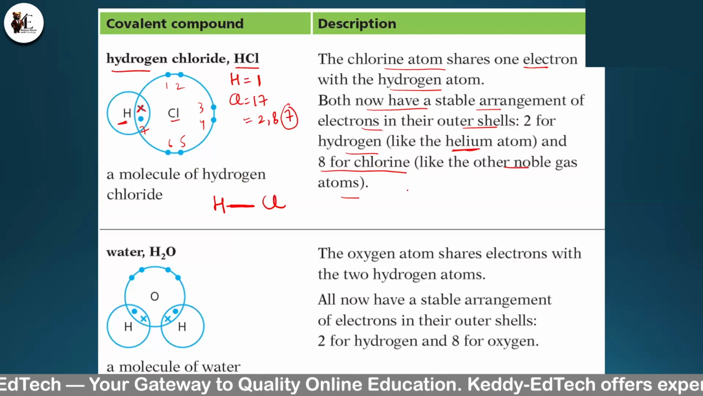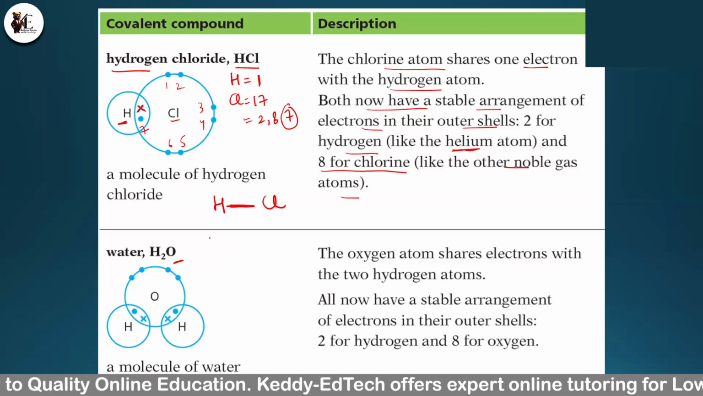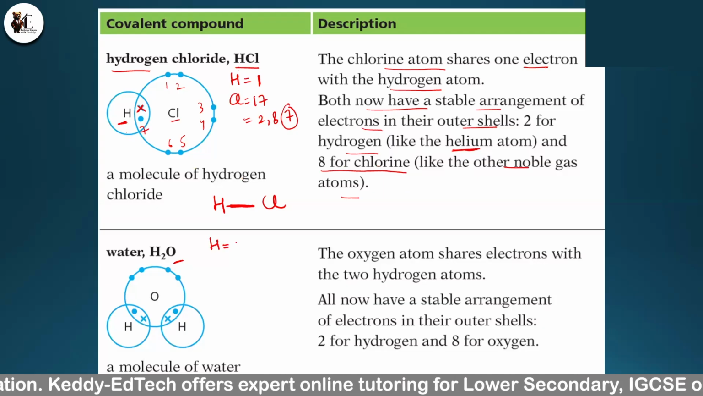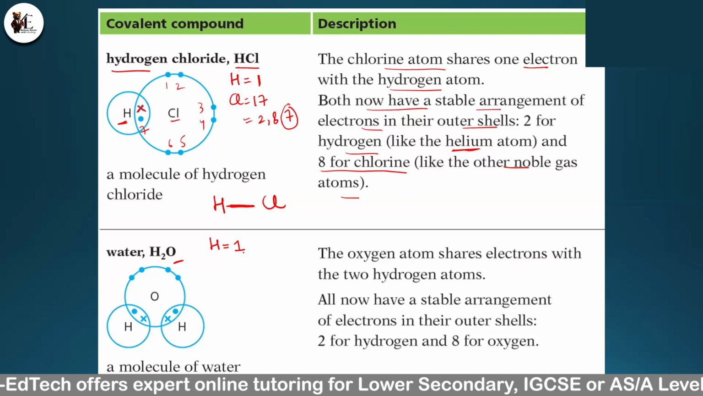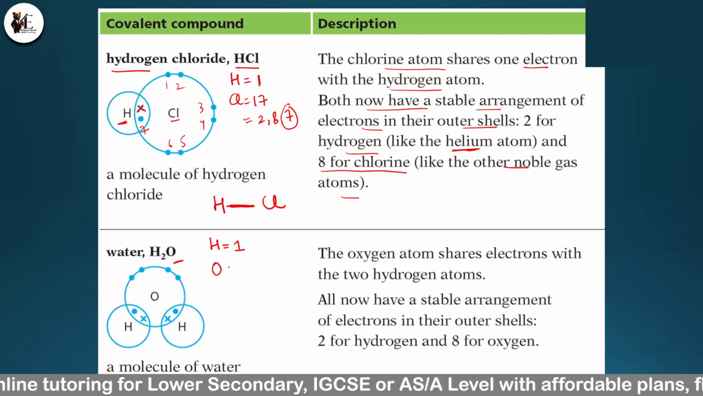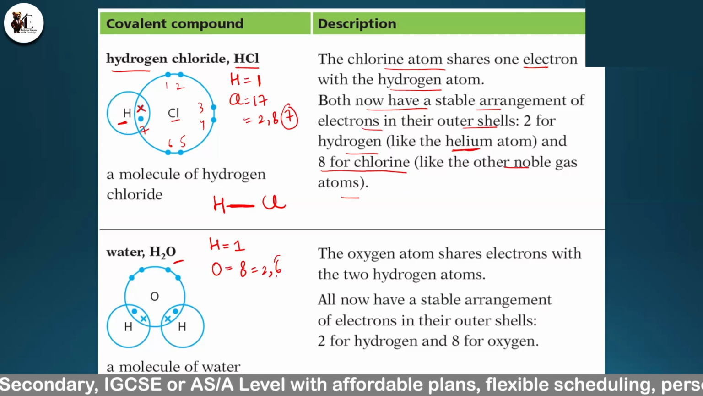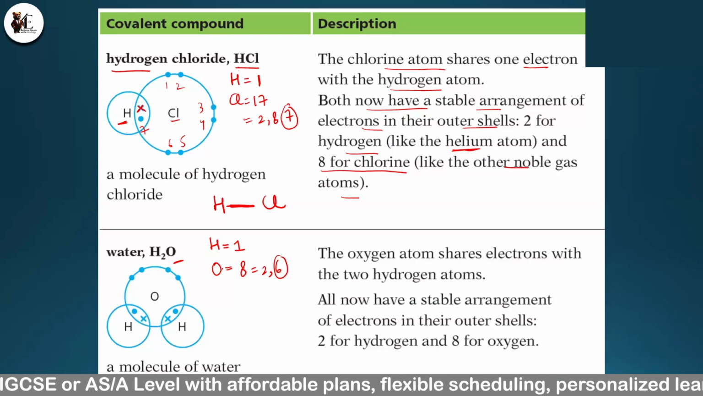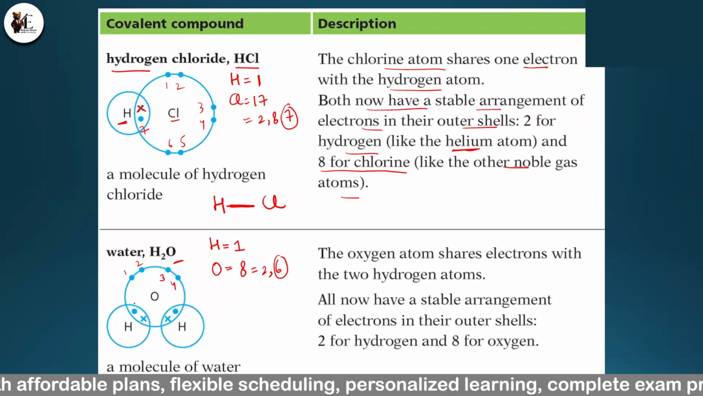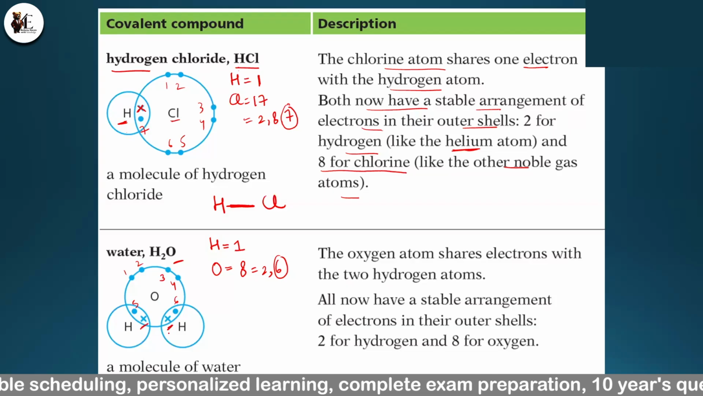Yes, ma'am. Now see for water, how to make the covalent bonding in water. So I told you, you have to write down the atomic number and electronic configuration. For hydrogen, it is 1 only. There is only 1 electron in hydrogen. And for oxygen, it is 8, which is equal to 2, 6. 6 valence electrons you have to show in the structure. So 1, 2, 3, 4, 5, and 6. These crosses are the electrons of hydrogen.